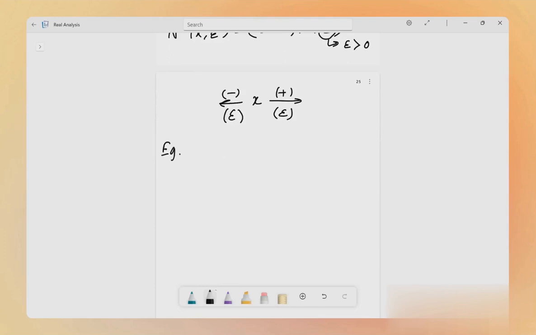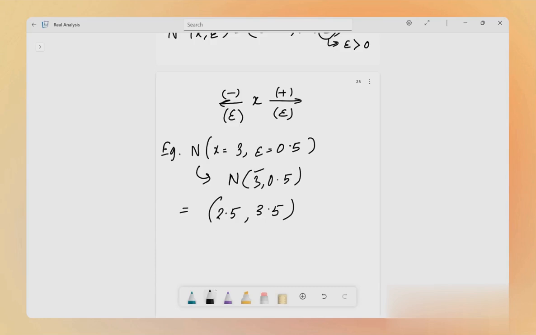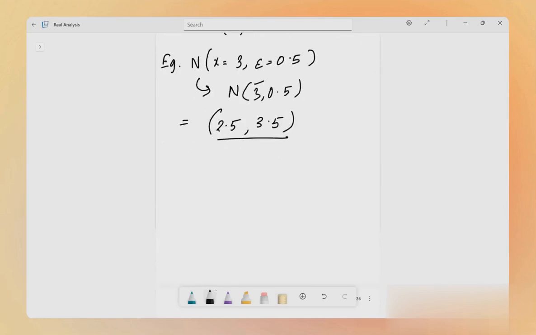Now, if you want me to take an example, I'll take one. For example, N of, let's take x to be 3 and epsilon to be 0.5. We will write it like this, 3 and 0.5. Now, what does this mean? This means first we need to subtract 0.5 from 3, which is 2.5, and then we need to add 0.5 to 3, which is 3.5. So, all numbers between 2.5 and 3.5 form the neighborhood.